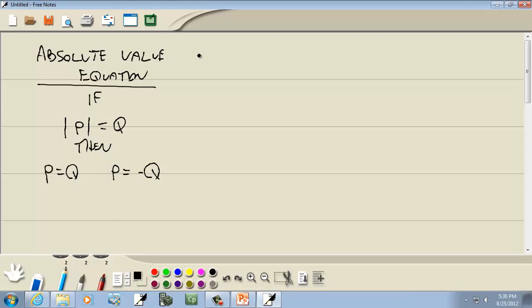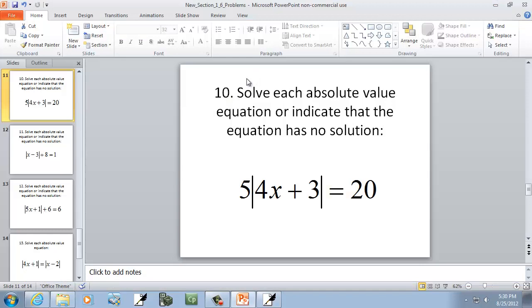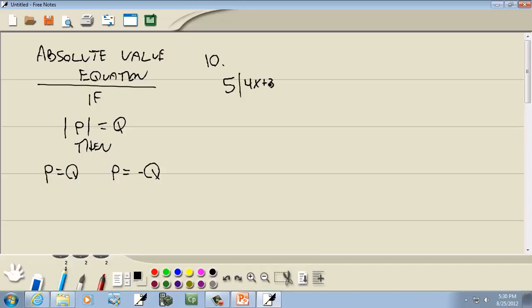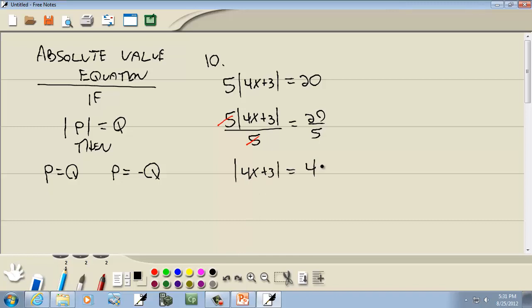So let's look at this one. So we've got 5 times the absolute value of 4x plus 3 equals 20. Well, the absolute value is not by itself, so we'll divide both sides by 5. Like this. And those 5's are going to cancel. And we got the absolute value of 4x plus 3 is equal to 4. Okay, so we got it in the form we need.